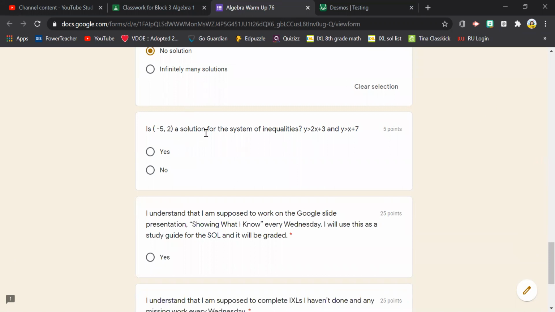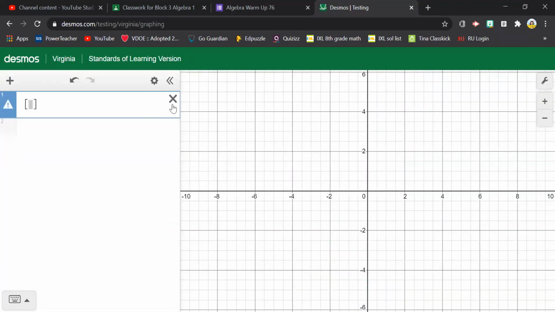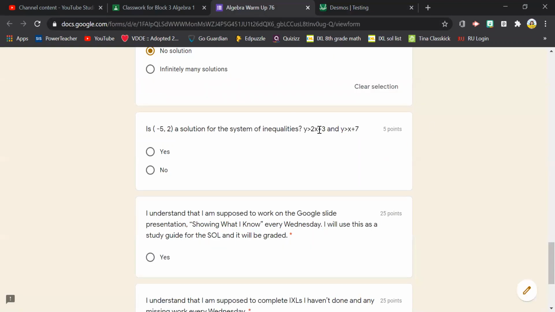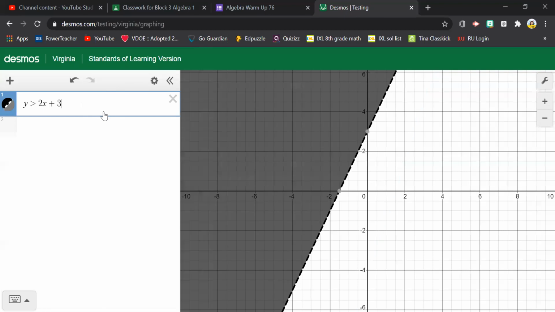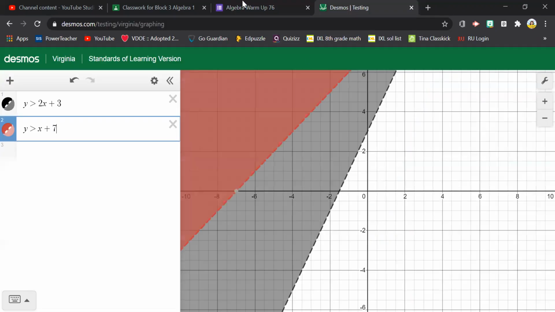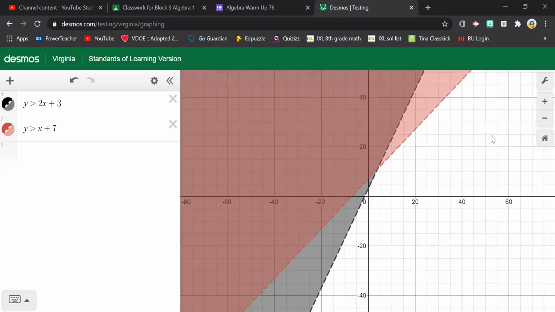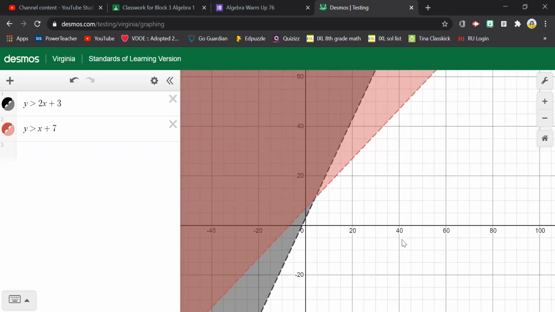All right, is (-5, 2) a solution to the system of inequalities? So once again, I'm going to copy this and paste it. Oh, it's not going to let me. All right, copy it and paste it in there. I wonder if I can do it one at a time. Oh yeah, okay, good. Okay, so here's what it looks like when I graph, and I'm going to zoom out just so we can see a little better what's going on.